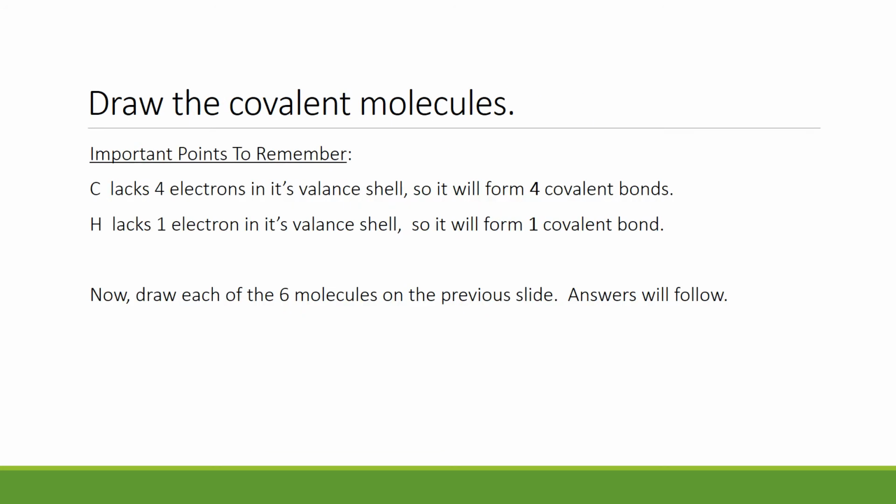Before we draw each of these molecules, there are 2 important points you need to remember. Because carbon lacks 4 electrons in its valence shell, it has the ability to form 4 covalent bonds. And because hydrogen lacks 1 electron in its valence shell, it has the ability to form 1 covalent bond. Let's now draw each of these molecules.